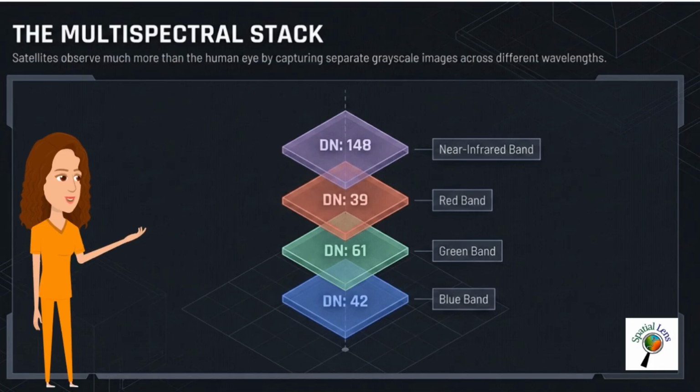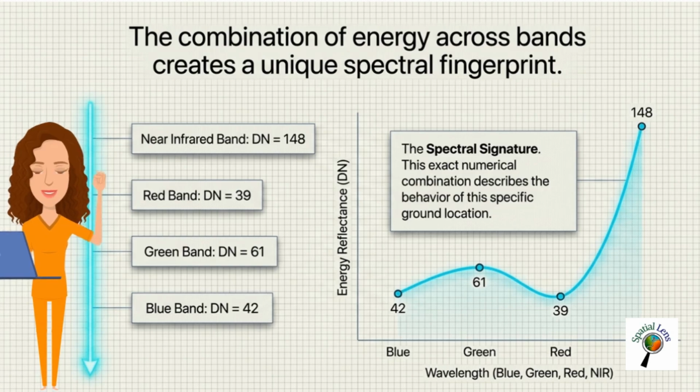Now let's understand a multispectral image. Suppose a satellite captures 4 bands: blue, green, red, and near-infrared. Each band is actually a separate grayscale image, composed entirely of pixels. The same pixel location exists in every band, but its value changes depending on how much energy was detected in that wavelength. For example, one pixel may have blue band DN equals 42, green band DN equals 61, red band DN equals 39, and near-infrared band DN equals 148. Together, these values describe the spectral behavior of that exact ground location. This collection of values is called the pixel's spectral signature.